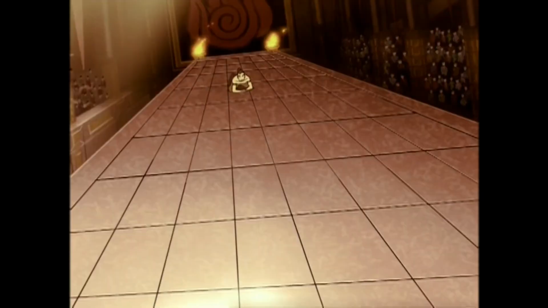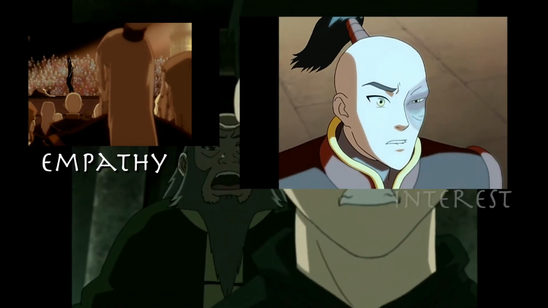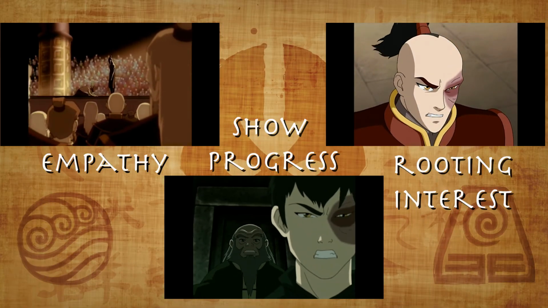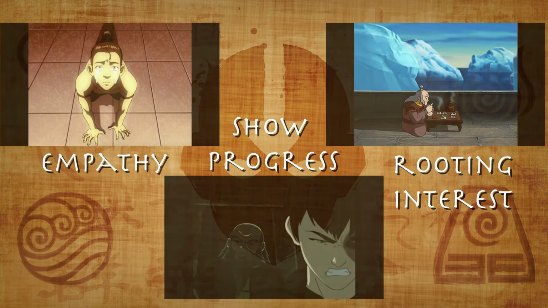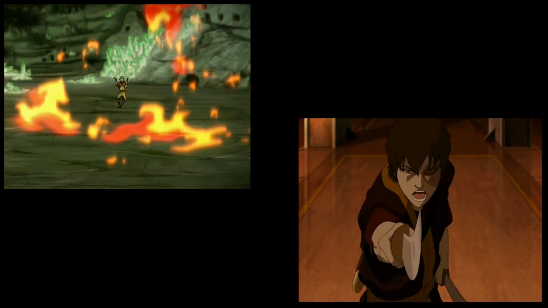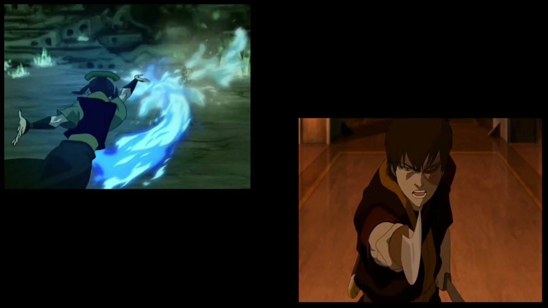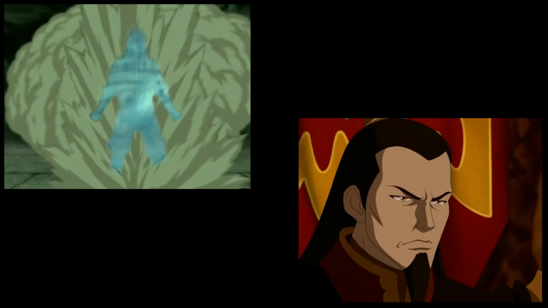Okay, cool. Up to this point, we've shown that Zuko's character establishes empathy, rooting interest, and shows progress. But I've intentionally left out two of Zuko's major character moments that strengthen his redemption arc: the crossroads of destiny and the confrontation of his father. Like much of Zuko's character, these two moments are in direct conflict with each other. It shows Zuko making completely contrasting decisions.